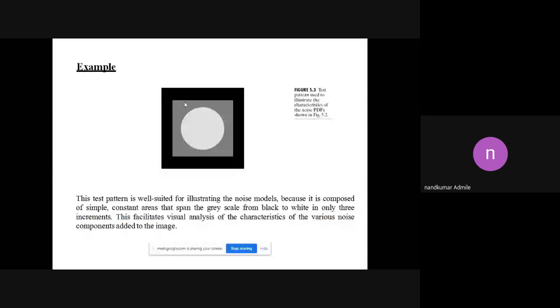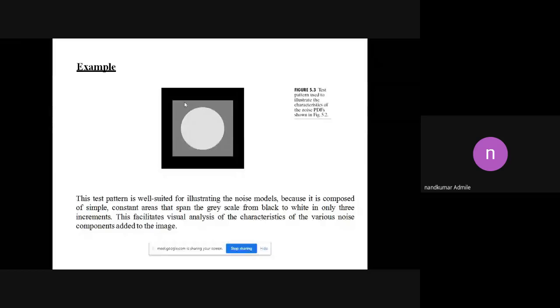Okay, so now let's take one simple image. Wait a minute. Everyone focus on your screen.